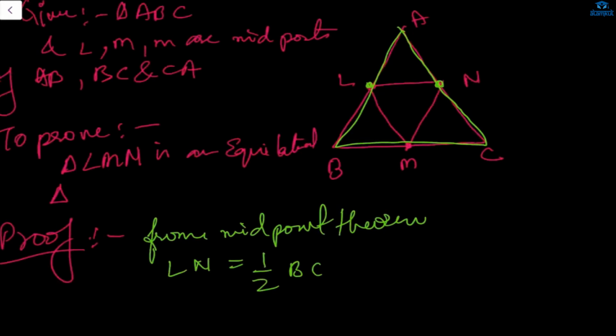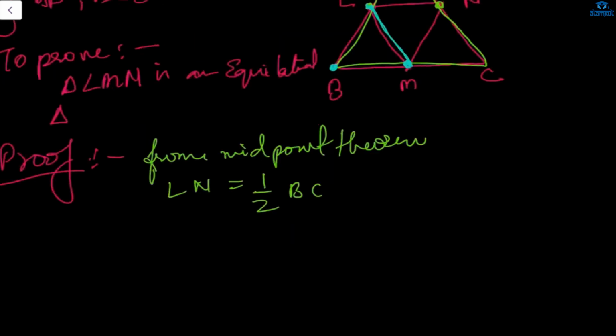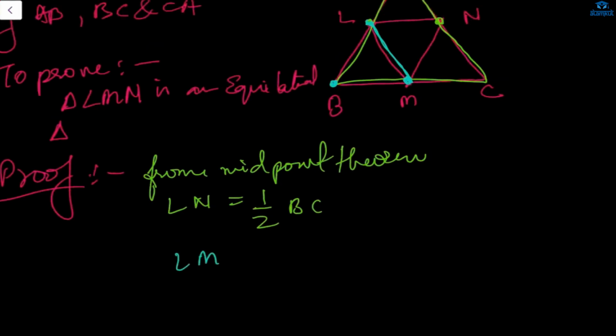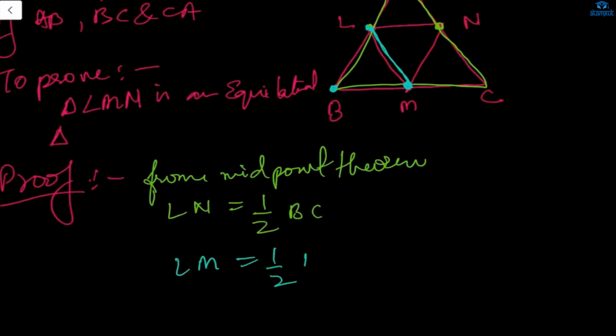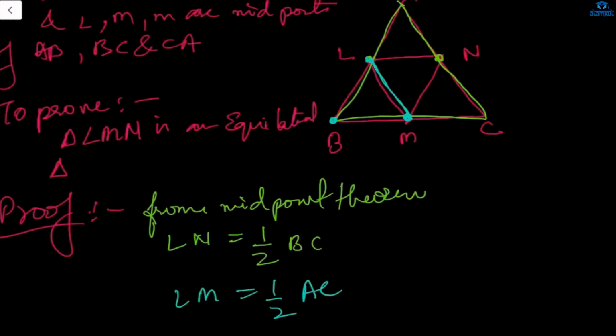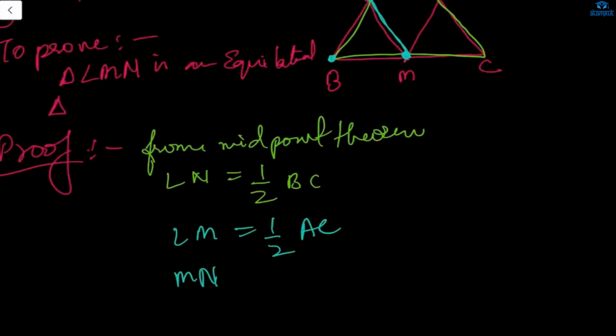Now in BAC, L is the midpoint and M is the midpoint. So therefore LM will be half of AC. And in that way, NM will be half of BA. Half of AC, and which one? MN will be half of AB.